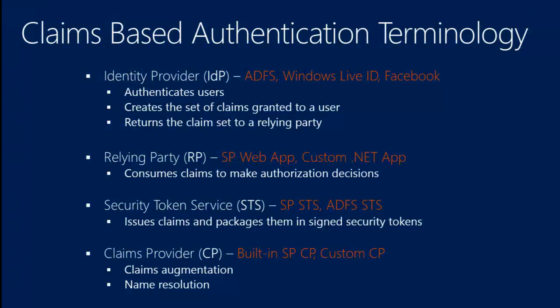So a term that you're going to hear very often is IDP. IDP stands for Identity Provider, and it is responsible for a number of functions. An IDP will authenticate a user, will create a set of claims that is granted to that user, and it will return that claim set to a relying party. So another way that IDPs can be used is to actually redirect authentication requests to other IDPs. And this is very common in a federation scenario.